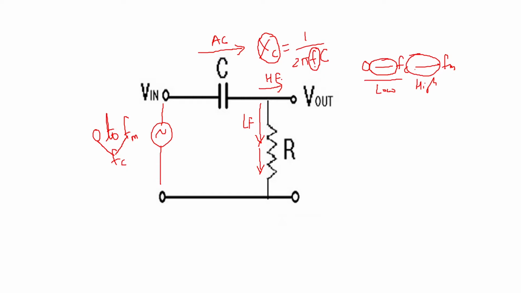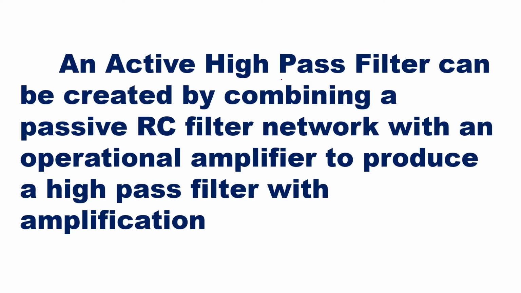And if you use one set of C and R, it will be called first order. If you use two sets, it will be called second order. So it is an active filter if you use an active component along with this passive C and R. So here, the definition of active high pass filter: an active high pass filter can be created by combining a passive RC filter, as we have seen earlier, with an operational amplifier to produce a high pass filter with amplification. That means the output will have certain gain depending upon the amplifier configuration of the op amp.